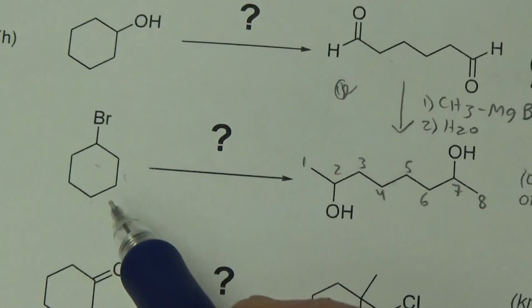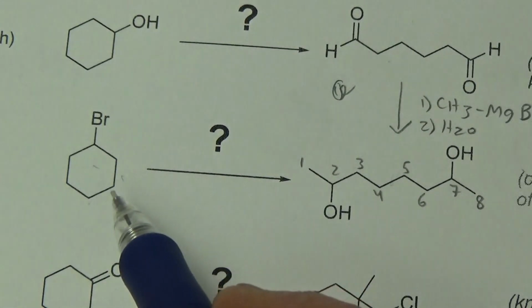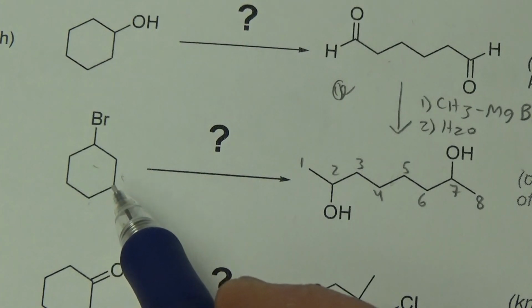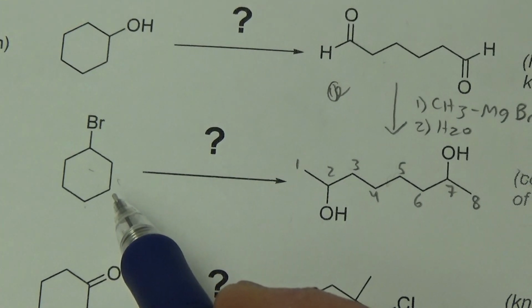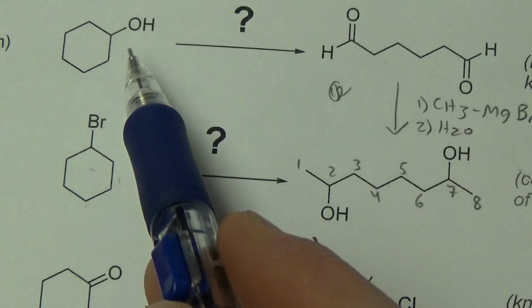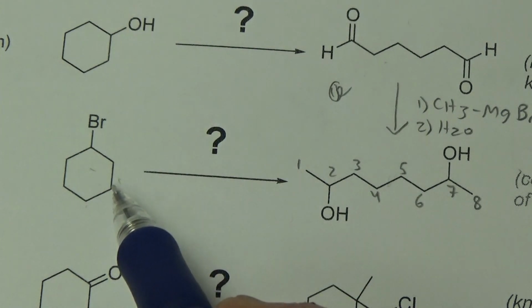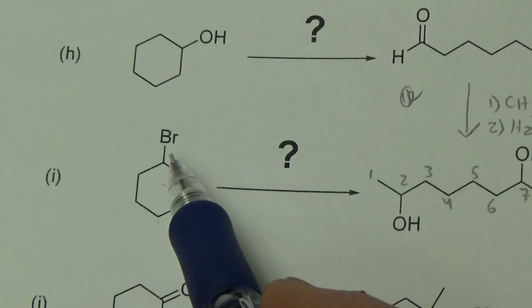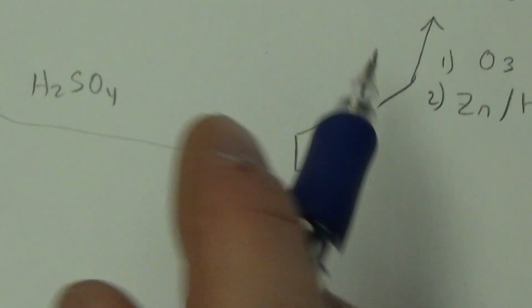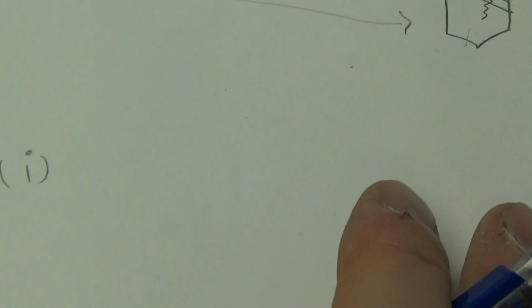Now we just have to start from a bromide instead of an alcohol. But the bromide can be converted to an alkene the same way. This was made into an alkene with acid. This is made into an alkene with base, so an E2 reaction. Let's try it out. So problem I now. I can do this pretty quickly because we just explained how to do it.